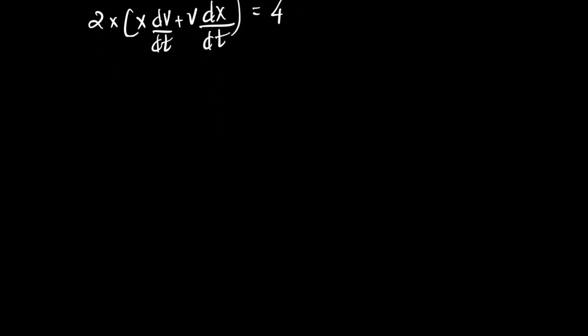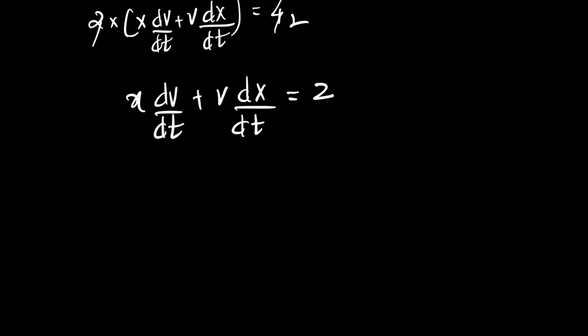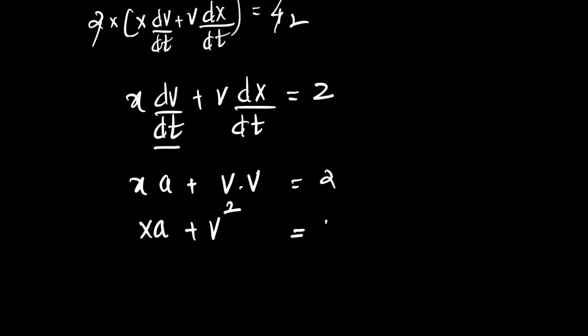Taking it further, let us cancel 4 and 2. So x into dv by dt plus v into dx by dt is equal to 2 is what we have got now. Now what is dv by dt? dv by dt is acceleration. Plus what is dx by dt? It is v. So what do we get? We get x into a plus v square is equal to 2. In which case, what is acceleration? Acceleration would be equal to 2 minus v square the whole upon x.